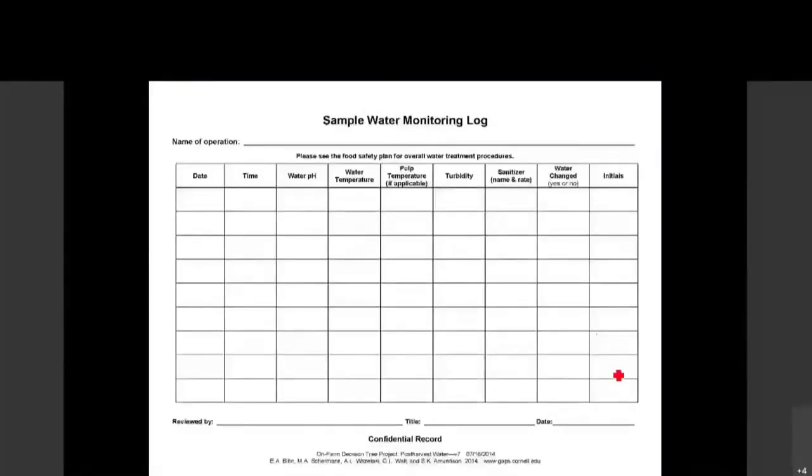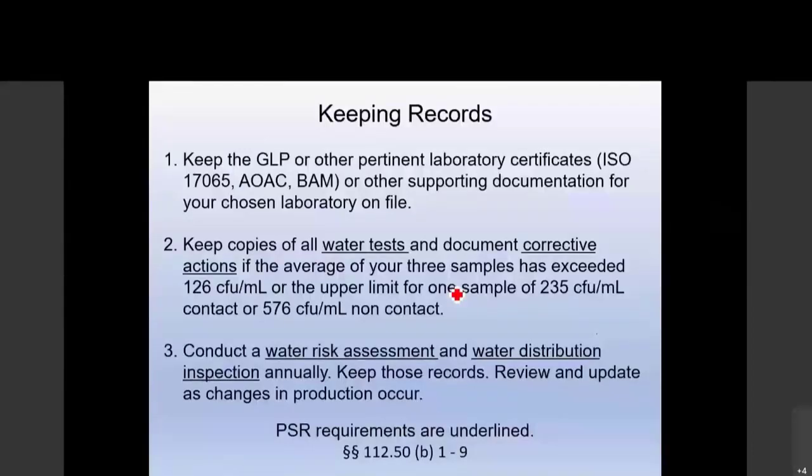And here is a monitoring log if you were using a sanitizer like in a dump tank. And you can see you may want to modify this a little bit, but it gives you a template to start from. So keeping records. Oh, by the way, our most commonly used sanitizers are usually chlorine-based, peroxyacetic acid, or quaternary ammonia, and they all have different parameters and different monitoring standards.